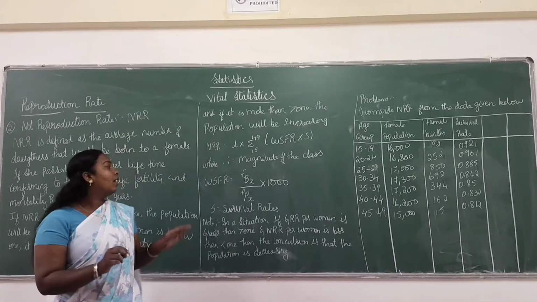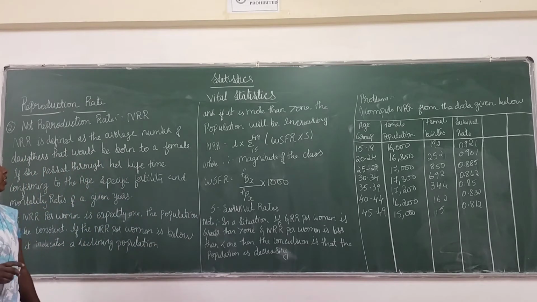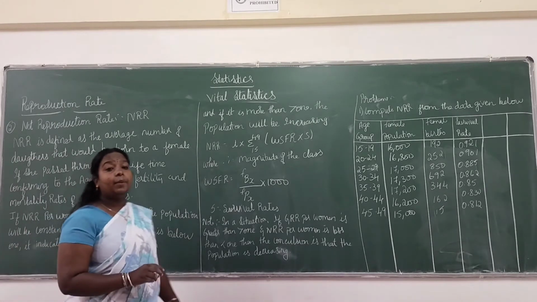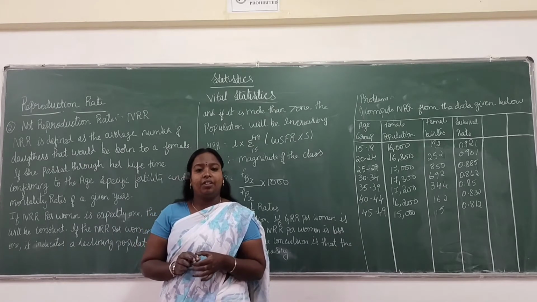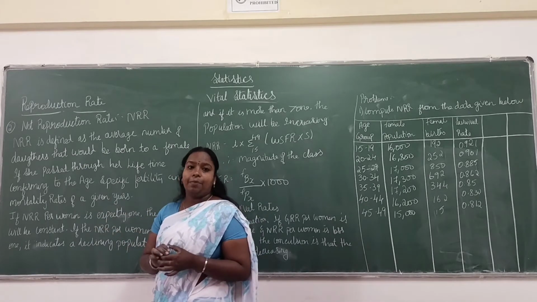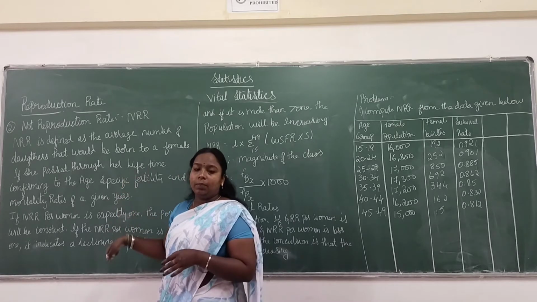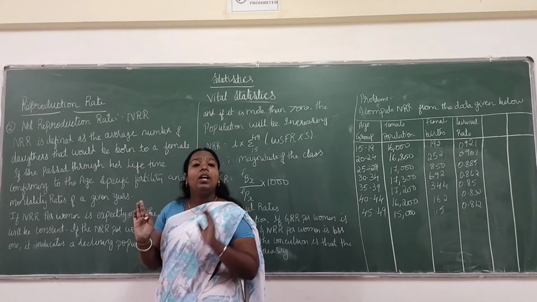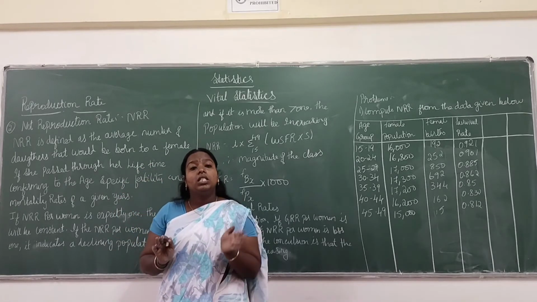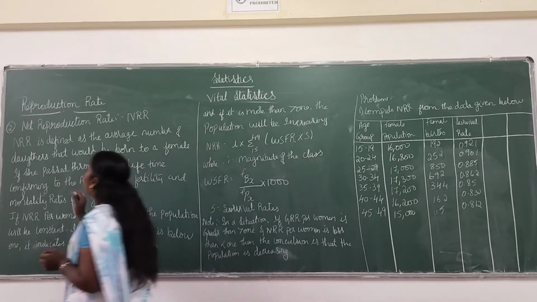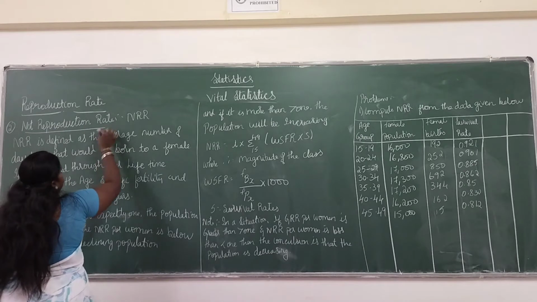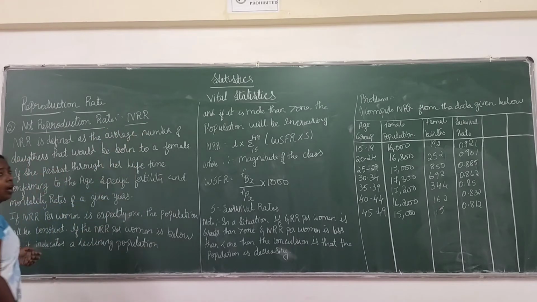Good morning, students. Next topic under reproduction rate is net reproduction rate. In the previous class we saw gross reproduction rate, and this is net reproduction rate. While explaining NRR, I will tell you the difference between GRR and NRR today. Net reproduction rate is denoted by NRR.